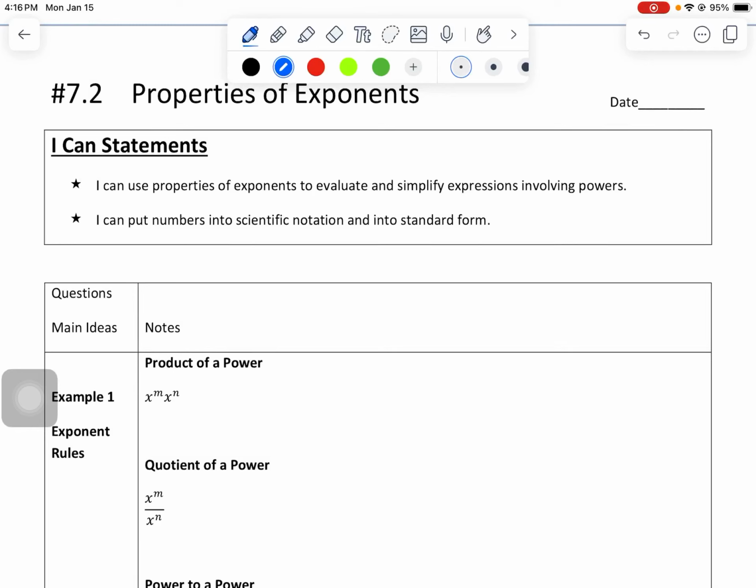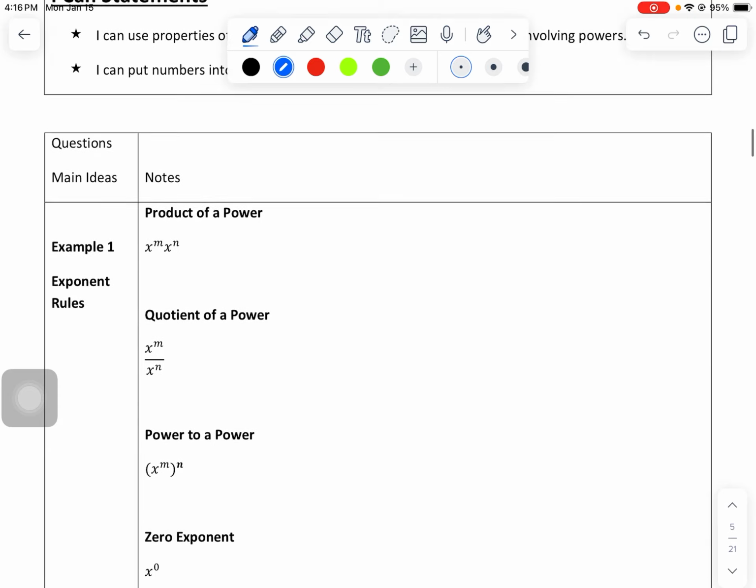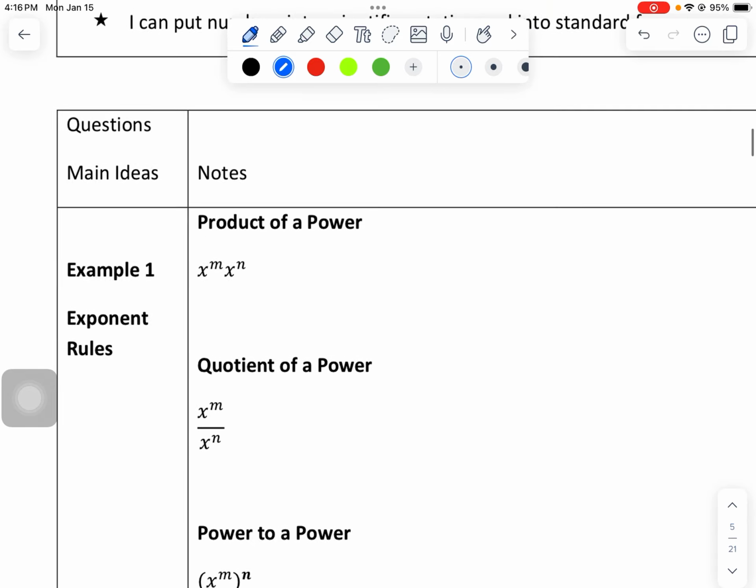Welcome to 7.2 Properties of Exponents. This is kind of a review lesson because you've already used a lot of this in Algebra 2, or you've seen it in Algebra 1 with these exponent properties. A couple things are new. But the first one is the product of a power.